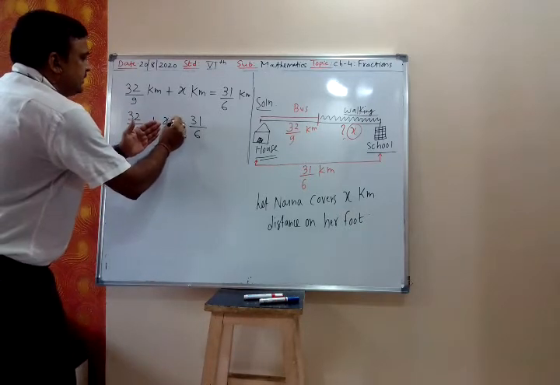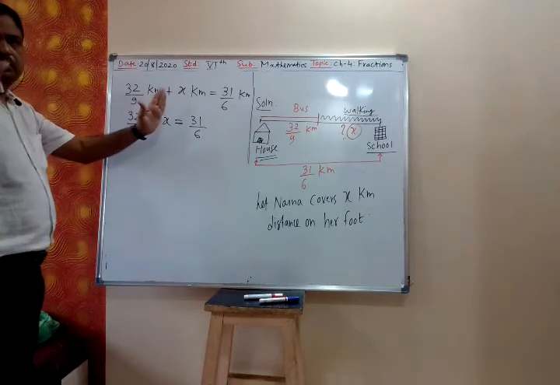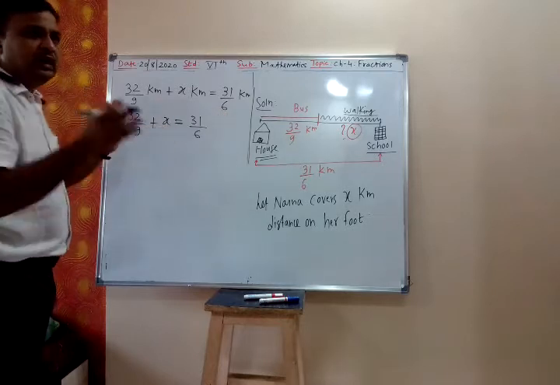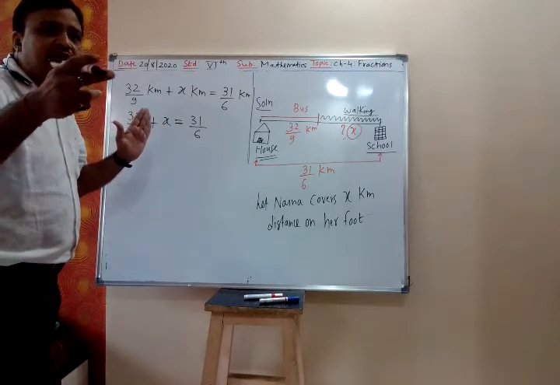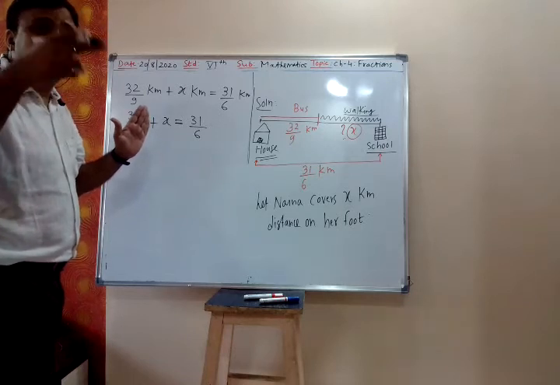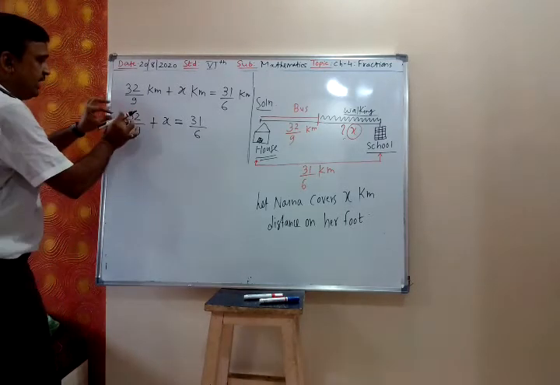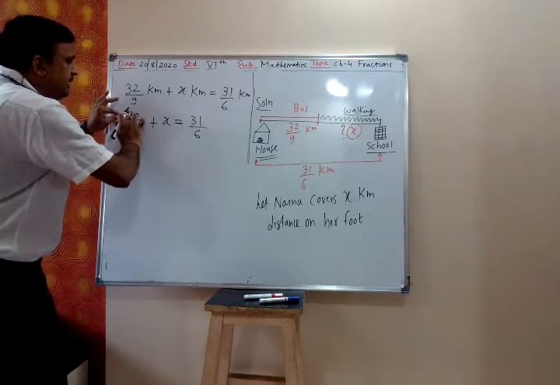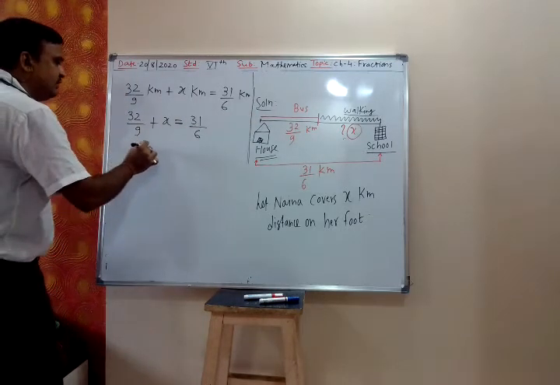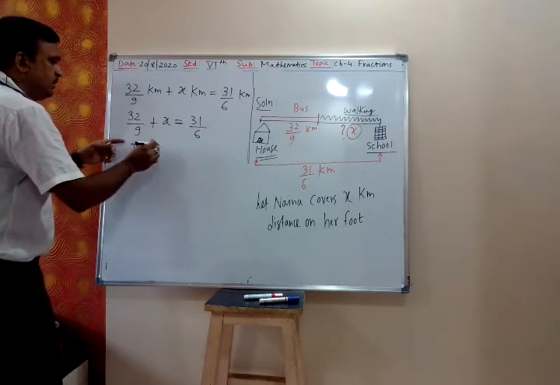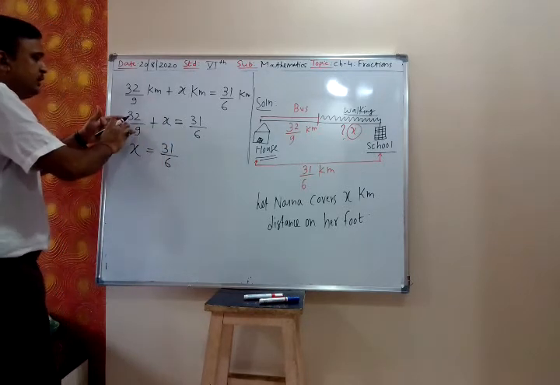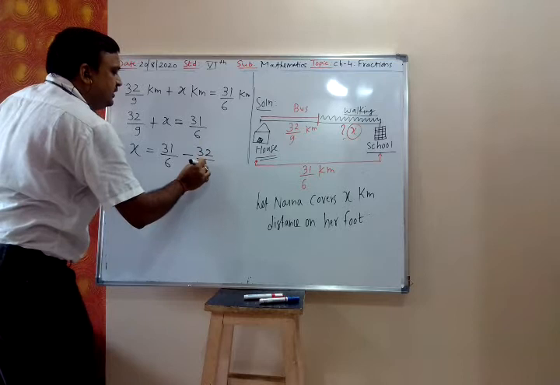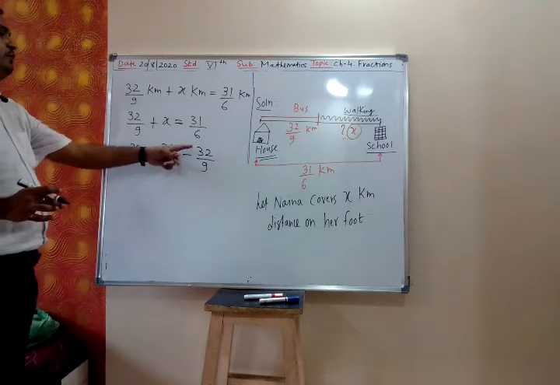See here, there are two sides. Before equal to, this is my left side. After equal to, it is my right side. Whenever we change the side, the sign of the number changes. Now 32 by 9 I will take on the right side, so it will become minus 32 by 9. So x is equal to 31 by 6 minus 32 by 9. Now we have to subtract these two fractions.